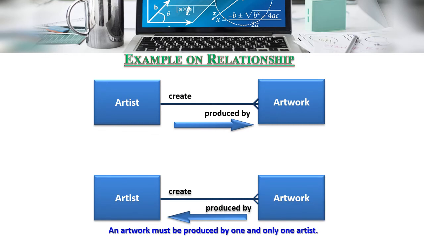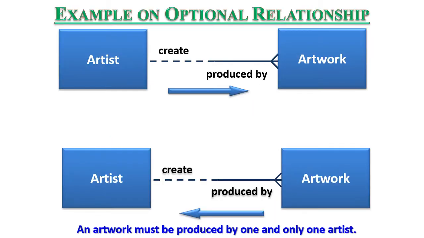Example on relationship, we can see an artist and artwork. Let's see together. An artist must create at least one or more artworks. An artwork must be produced by one and only one artist. Example on optional relationship: an artist may create one or more artworks. An artwork must be produced by one and only one artist.